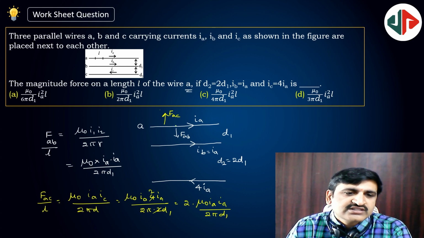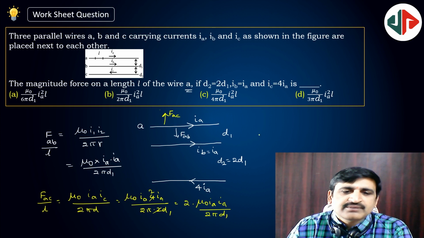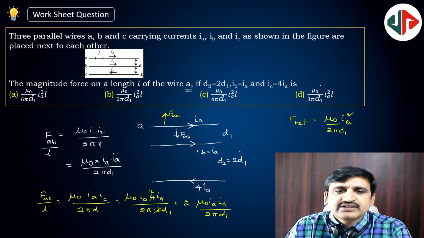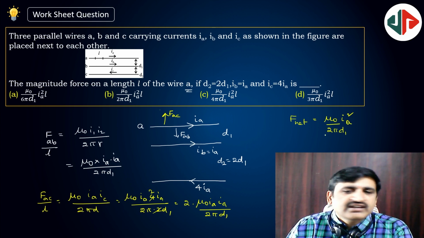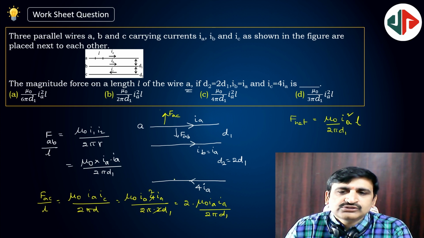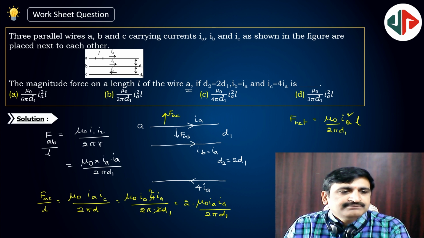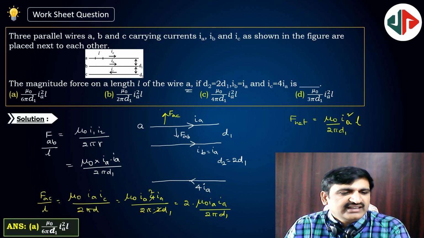So on subtraction, because opposite, 1 time of FAB will come. So F net is equal to mu naught by 2 pi d1 into IA square. That only will come, right? And on the given length, you can multiply with L. So option B, yeah.